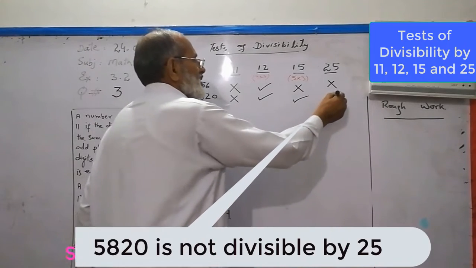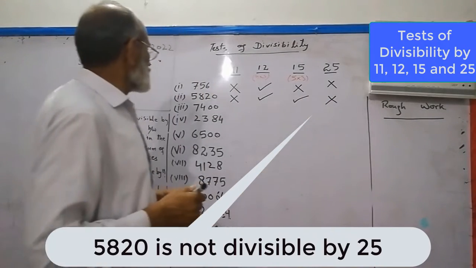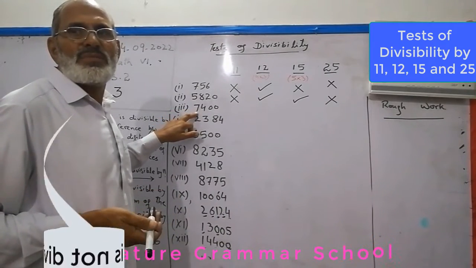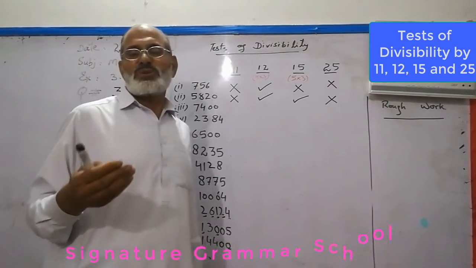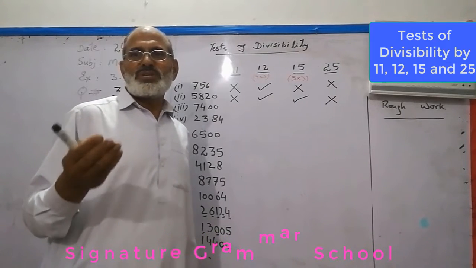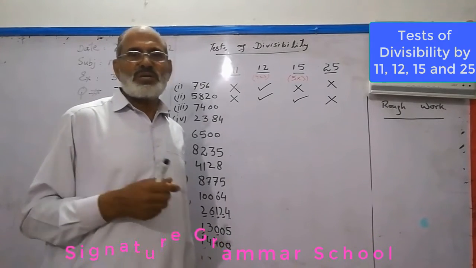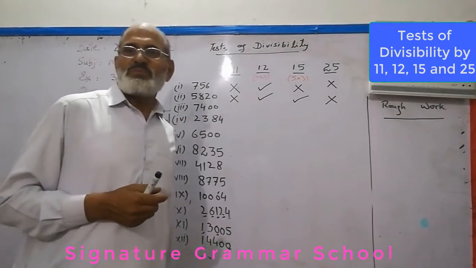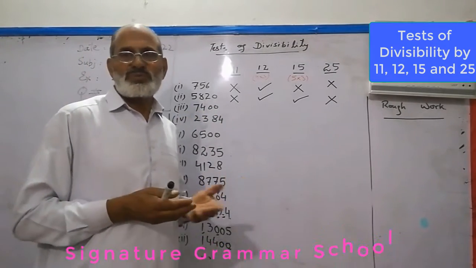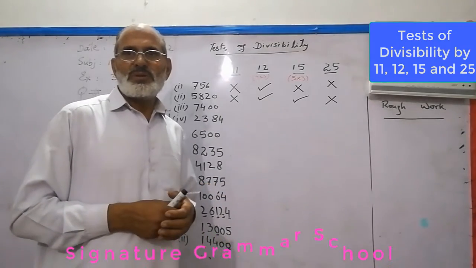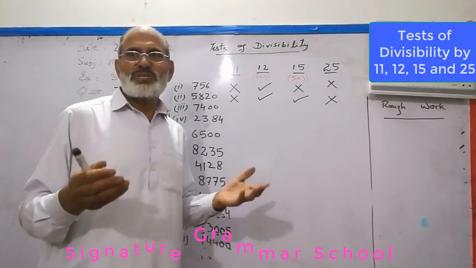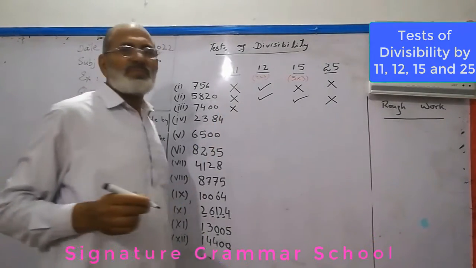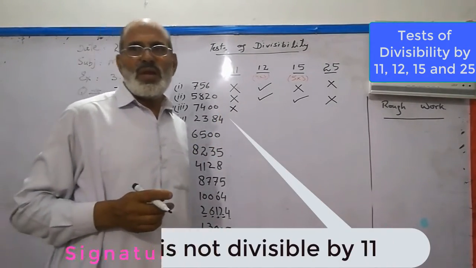Therefore, I put here a cross like this. Coming to the third part, 7,400. If I take the sum total of the digits at even places and odd places, in odd places it becomes 4, and in even places it becomes 7. If you subtract 4 from 7, the answer is neither 0 nor a value which is divisible by 11. Therefore, that's again not divisible by 11.